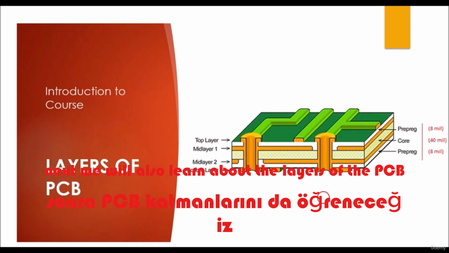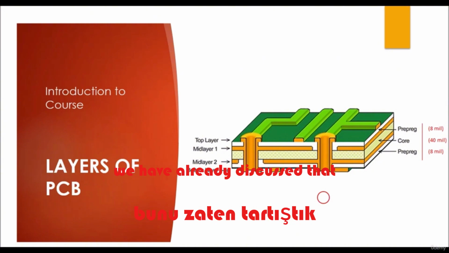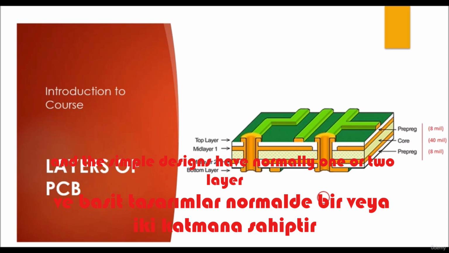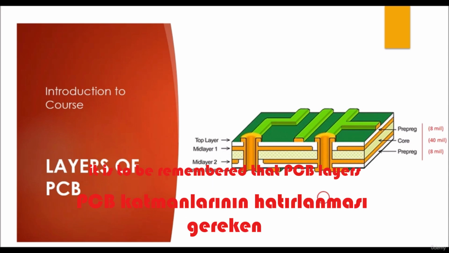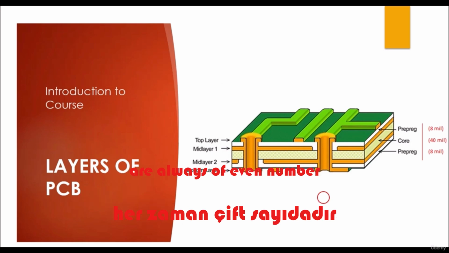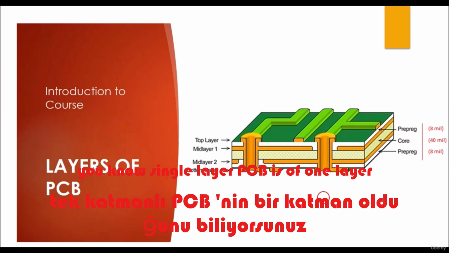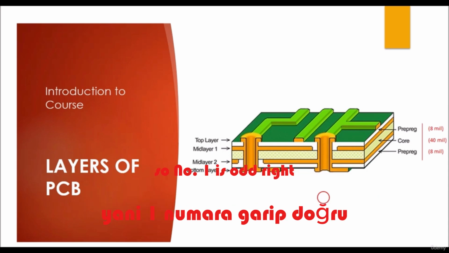Next, we will also learn about the layers of the PCB. We have already discussed that complex designs normally have multiple layers and the simple designs normally have 1 or 2 layers. It is to be remembered that PCB layers are always of even number except for the single layer PCB. A single layer PCB is of 1 layer, so number 1 is odd, right?